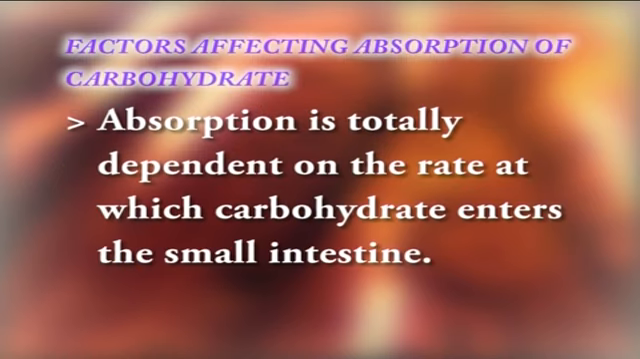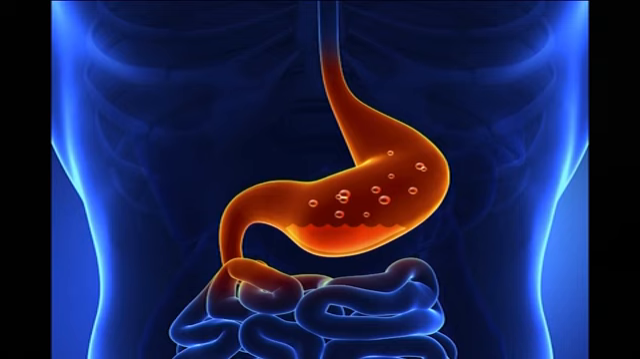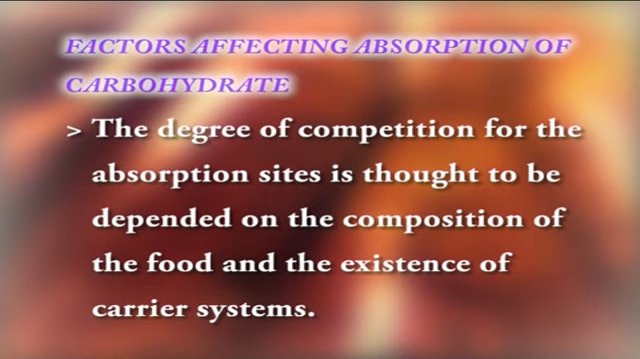Let us learn about the factors affecting the absorption of carbohydrates. Absorption is totally dependent on the rate at which carbohydrate enters the small intestine. This depends on the motility of the stomach, control of duodenal sphincter muscle and the pyloric valve. The degree of competition for the absorption sites is thought to be dependent on the composition of the food and the existence of carrier systems.